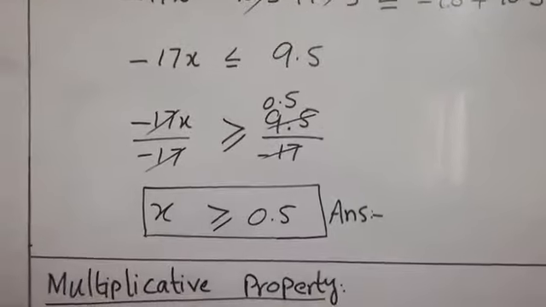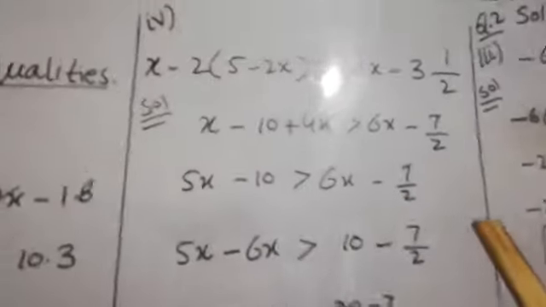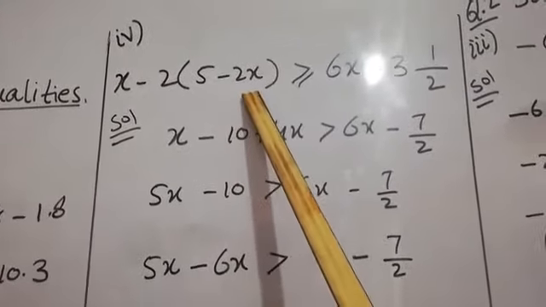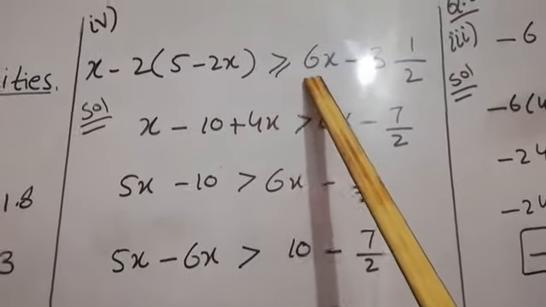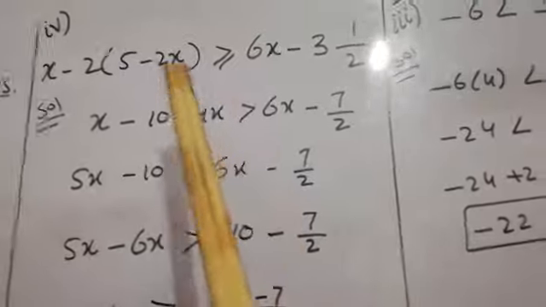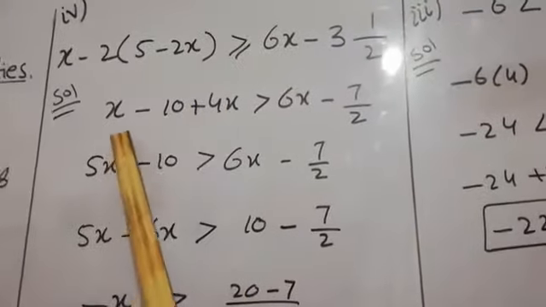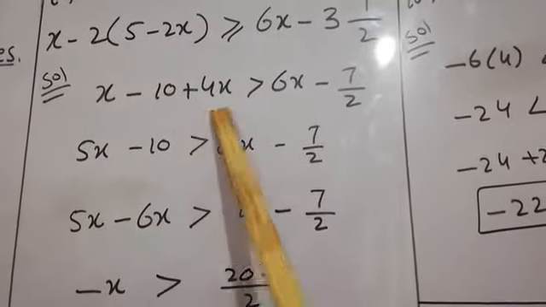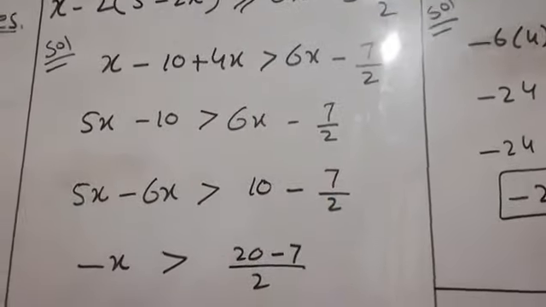Okay, my dear students, now part number 4. x minus 2 into 5 minus 2x is greater than or equal to 6 minus 3 whole 1 by 2. In our first step, we will remove the bracket and write x minus 2 fives are 10 minus 1 is plus 2 twos are 4x greater than or equal to, first of all we will put the inequality sign in this equation.